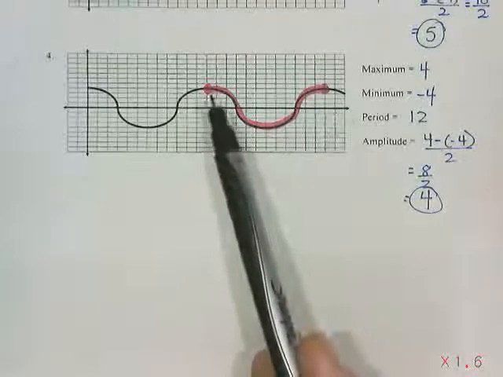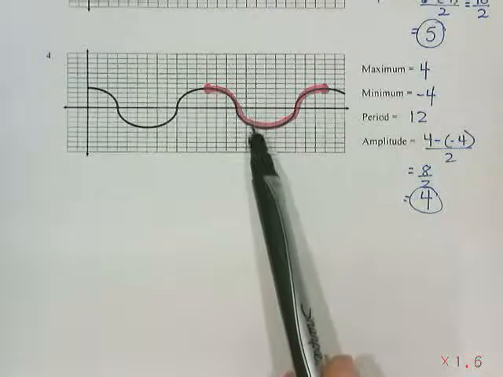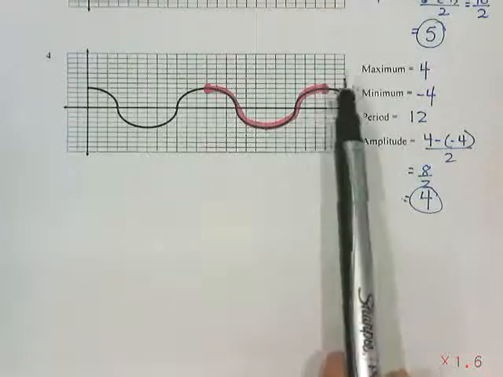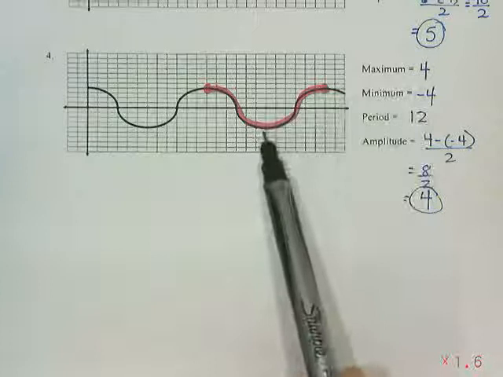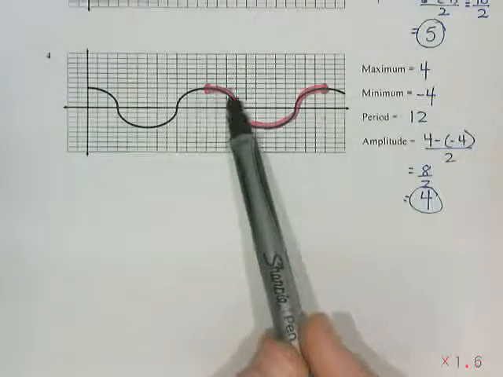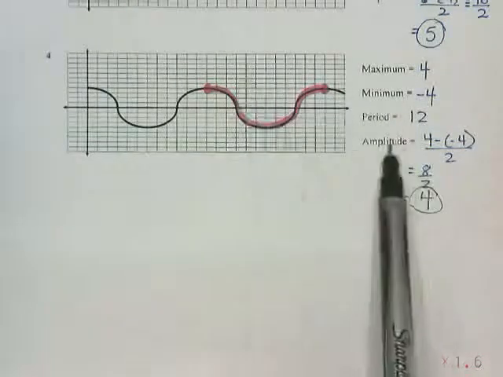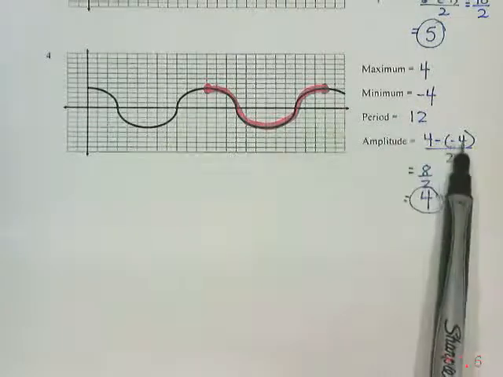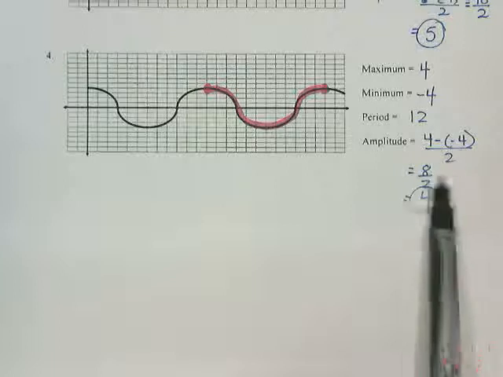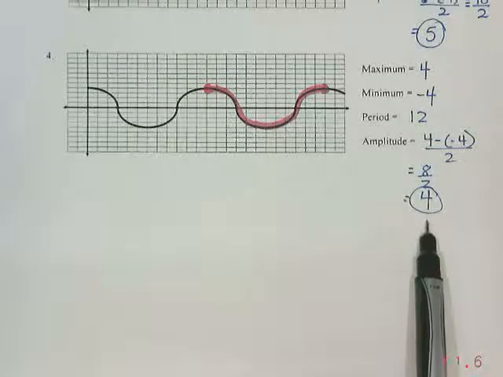I highlighted one cycle. I always like to start at the top, so I went top down to the bottom and then back up. I said we had a maximum of 4, a minimum of -4. The period when I counted it was 12 squares, so 12. And then the amplitude, you do your maximum, take away your minimum, so 4 take away -4, which is 8, and then divided by 2 to get an amplitude of 4.